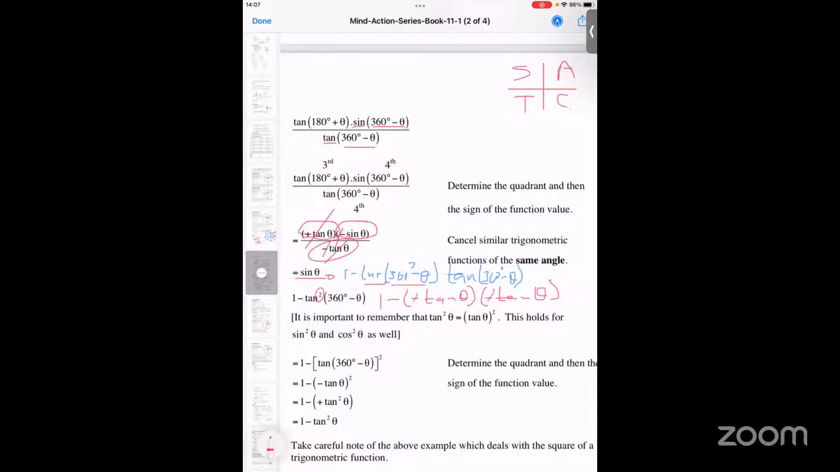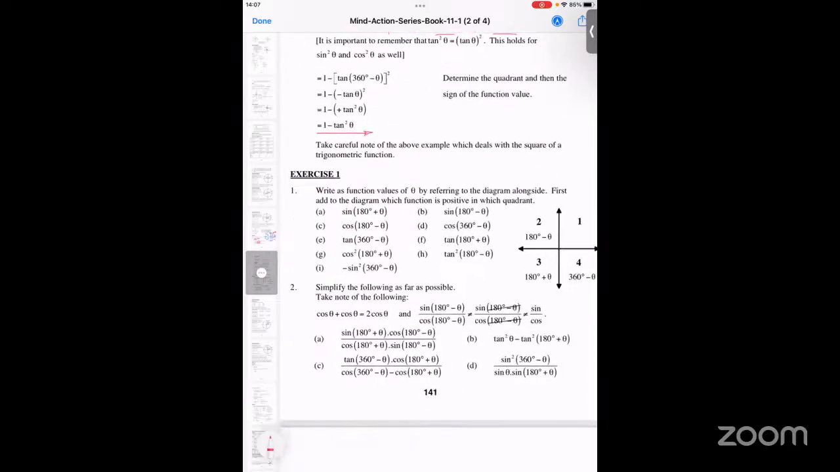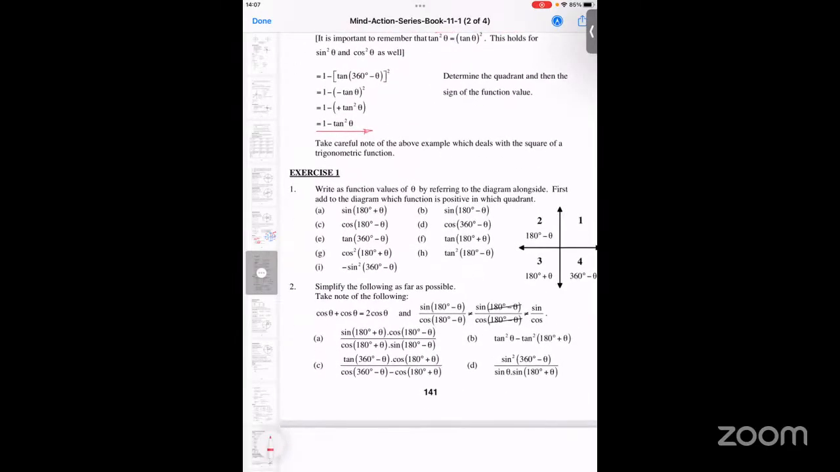Yes, sir. Then you will have 1 minus tan theta, which then goes back to 1 minus tan squared theta. That is why you are having that. Any questions on that one, Tetelo? No, sir. Okay, look at that exercise 1.